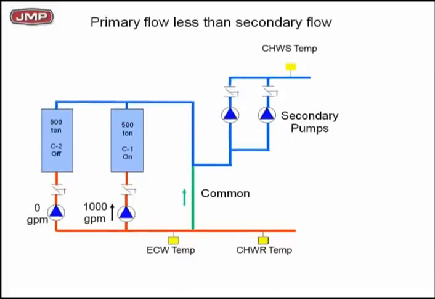How about if our primary flow rate is less than the secondary flow rate? Let's just take a look. What am I going to do here now? I've got 1 chiller running, 1,000 GPM, 44 degrees. Chiller number 2 is off. What happens, or can I take out 1200 GPM?